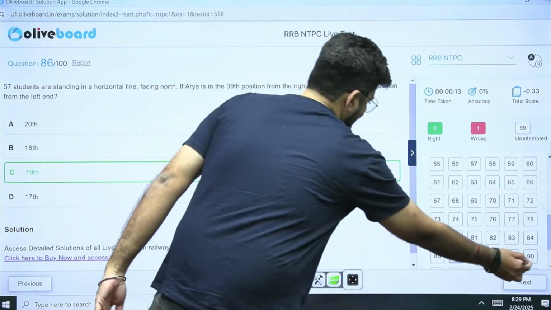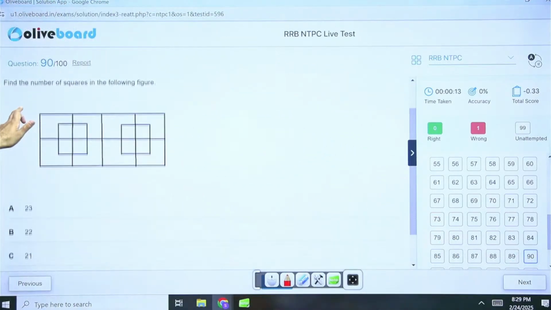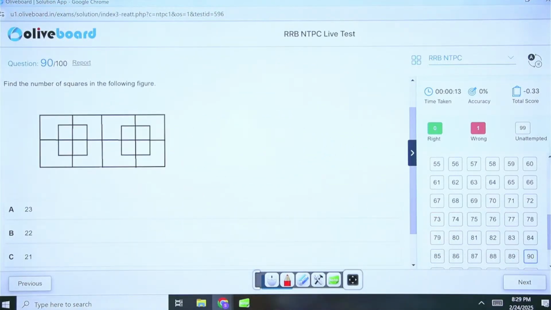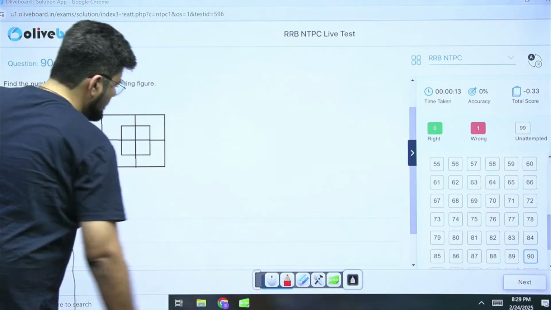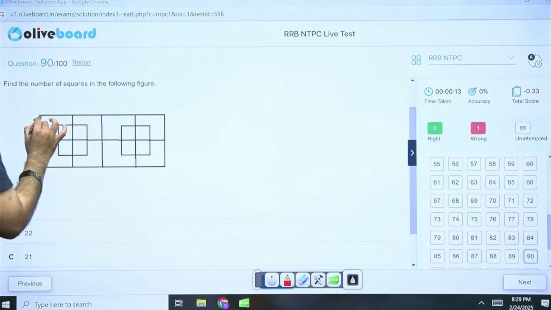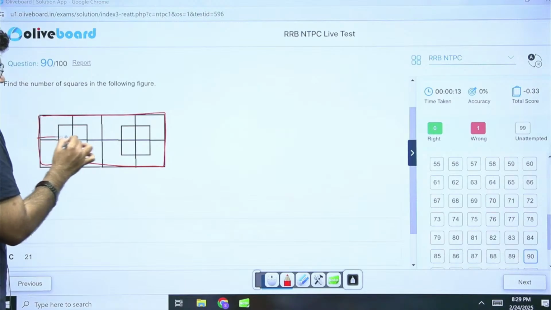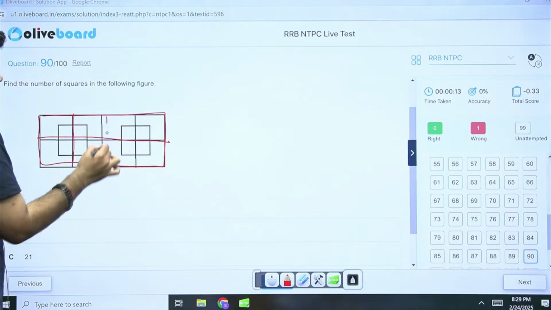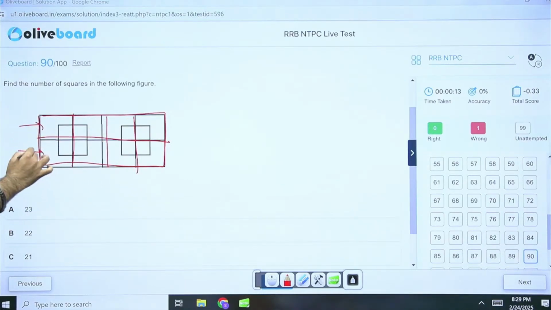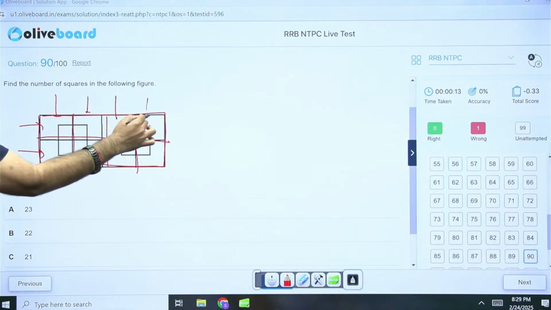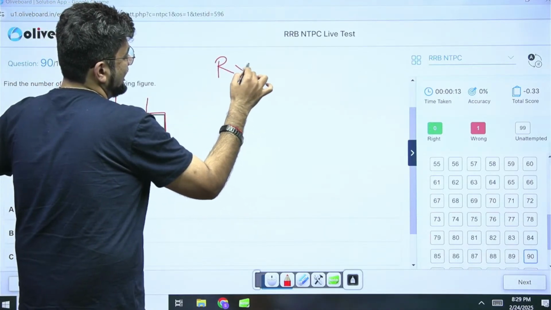Question number 90. Sorry. Count the number of squares. Okay. First let's check the background matrix only. The background matrix only. Ignore the figures in between. So what is happening here? There are 2 rows and 4 columns.